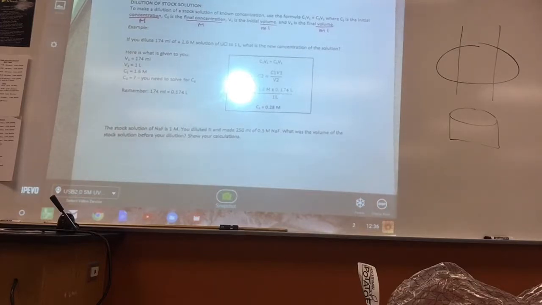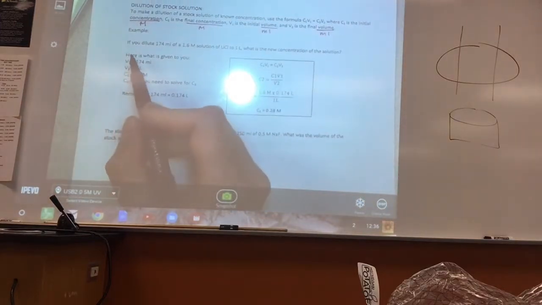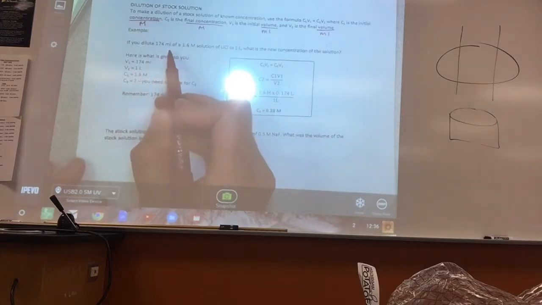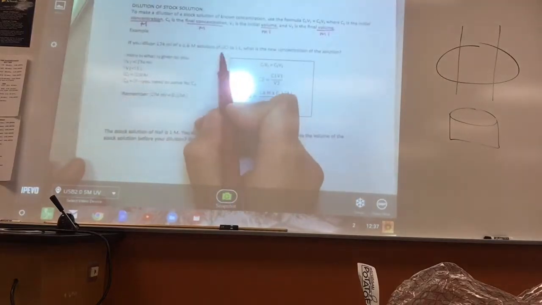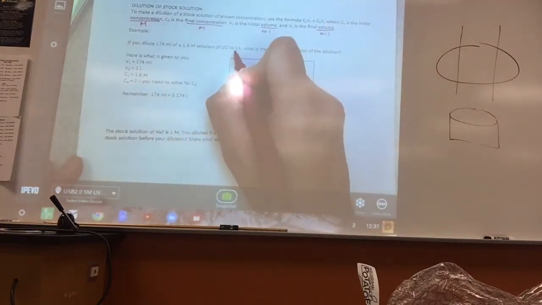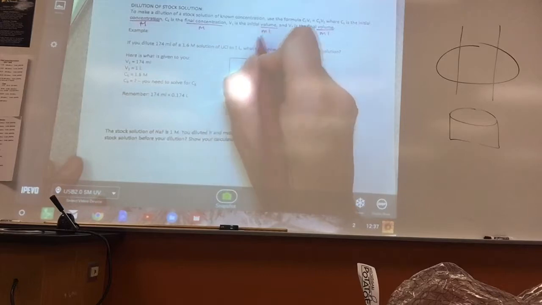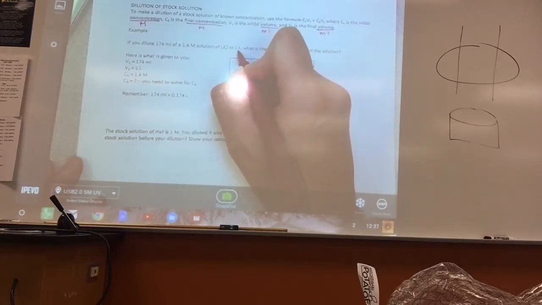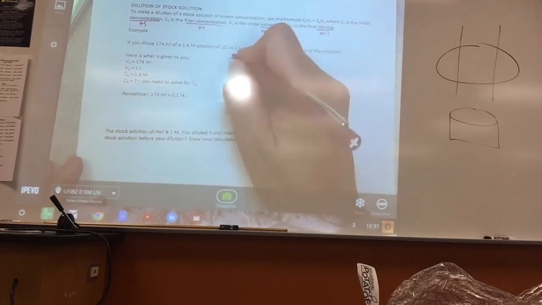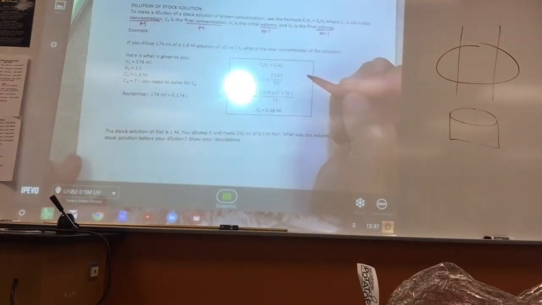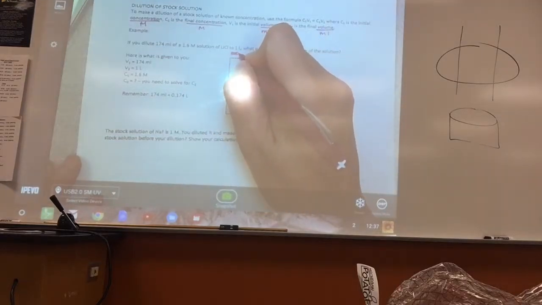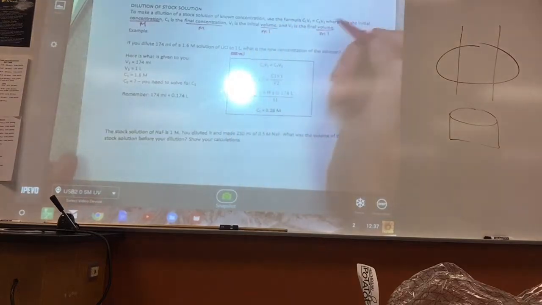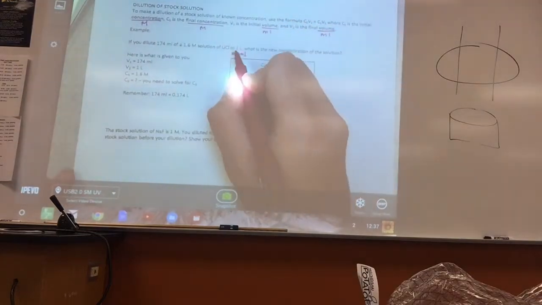All right, so the example: if you dilute 174 milliliters of a 1.6 molar solution of lithium chloride to 1 liter. So I'm going to change this because we said that we're going to use the units milliliters. So 1 liter is how many milliliters? Anybody know how many milliliters are in a liter? 1,000. 1,000 milliliters in a liter. All right, so that's 1,000.